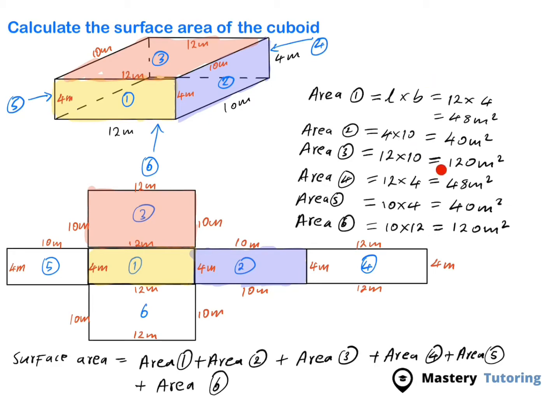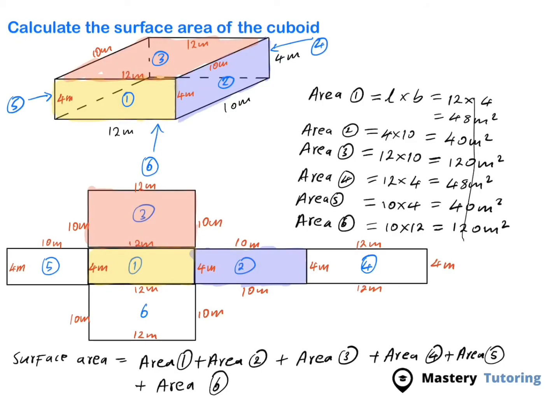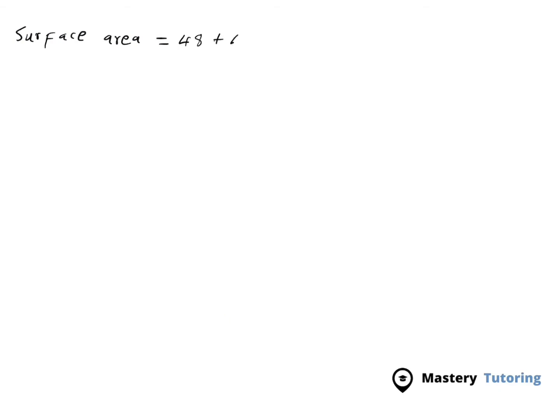So now we've calculated the areas of all these shapes. Now we are going to add them here. Surface area is going to be, so we add all these shapes. So 48 plus 40 plus 120 plus 48 plus 40 plus 120. And this is equals to 416 meter squared. That is the surface area of this shape.